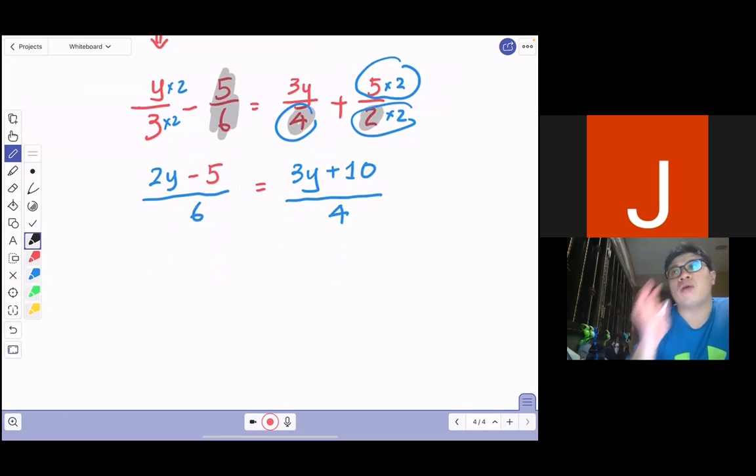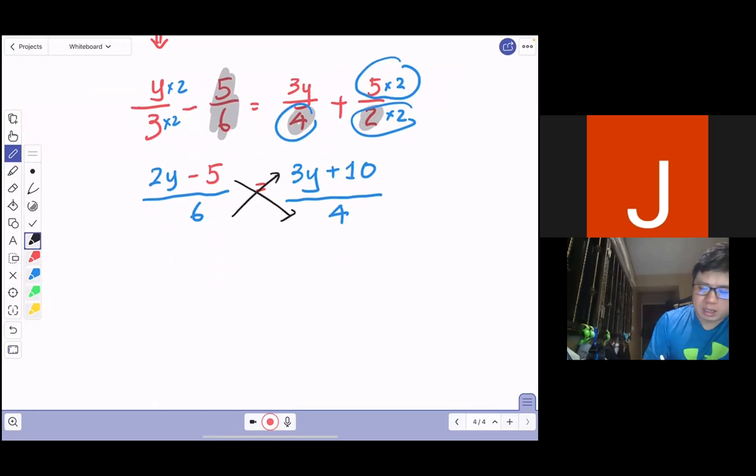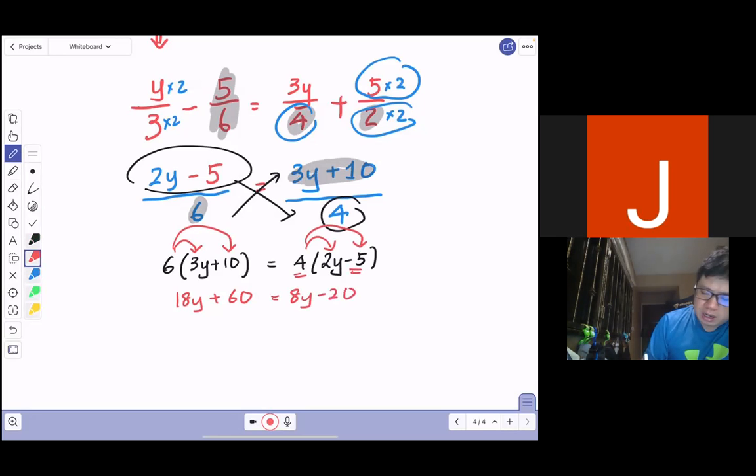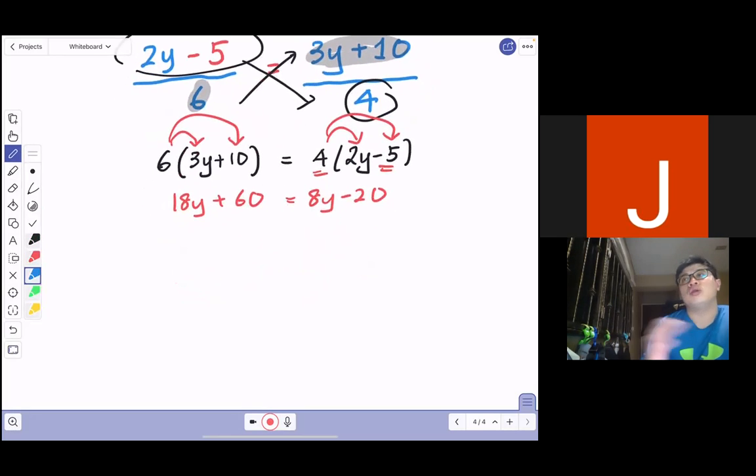When you have one fraction equals one fraction, you can cross multiply. So from here, I cross multiply. This is 6 multiplied by (3y plus 10), so just be careful, you are doing 6 multiplied by (3y plus 10). On the right-hand side, you have 4 multiplied by (2y minus 5). Again, from here, open up the brackets. Expand: 6 times 3y is 18y, 6 times positive 10 is positive 60, 4 times 2y is positive 8y, 4 times negative 5 is minus 20. This is where you start to make y the subject.